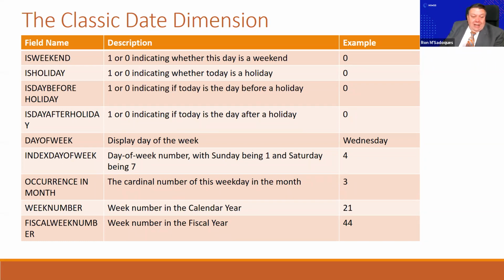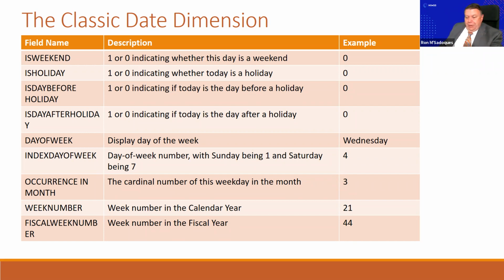Is it a weekend or a holiday, or the day before a holiday, or the day after a holiday? What is the day of the week? Today is Wednesday. And then accompanying that, we have the index day of the week, with Sunday being 1 and Saturday being 7. The reason is you're going to show volume by day of the week in a histogram, and you want to sort it Sunday, Monday, Tuesday, Wednesday, Thursday, Friday, Saturday. If you sort on the display, Friday is going to come first because it begins with an F. So what you do is you sort on the index and you display the day of the week.